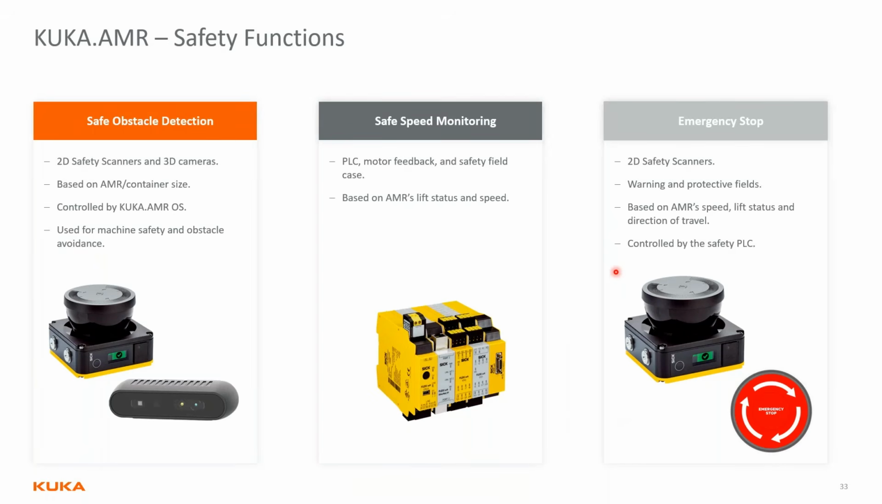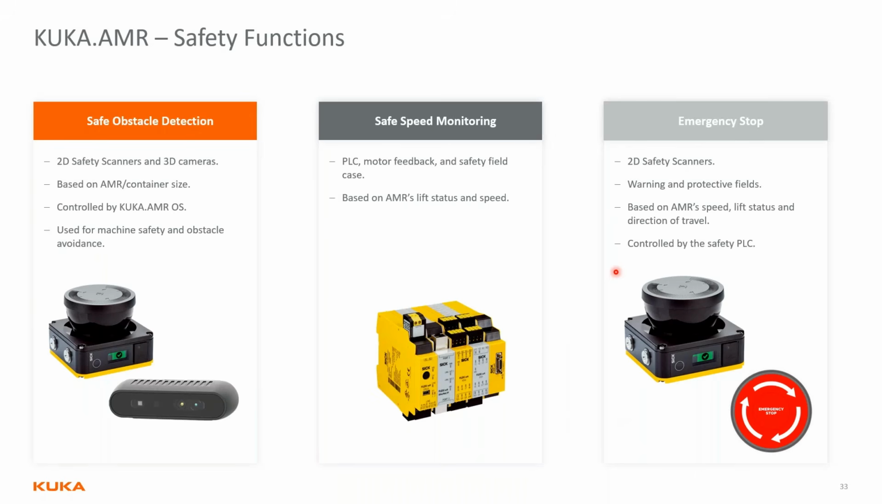There's also emergency stop. Obviously, you have the e-stop buttons on each corner of the AMR. And you also have the 2D scanners. These are safety rated. They have warning and protective fields. So warning will slow you down. Protective is going to emergency stop the AMR.